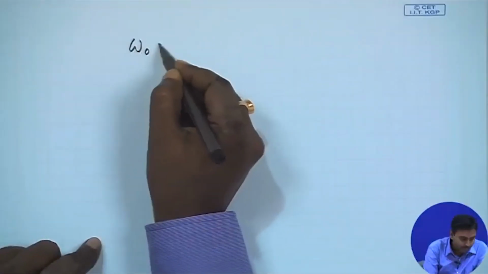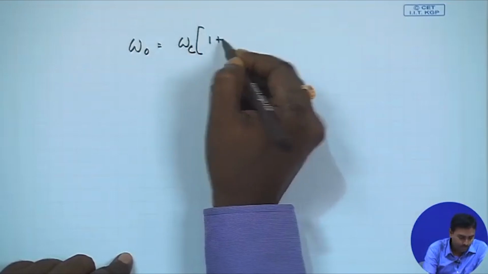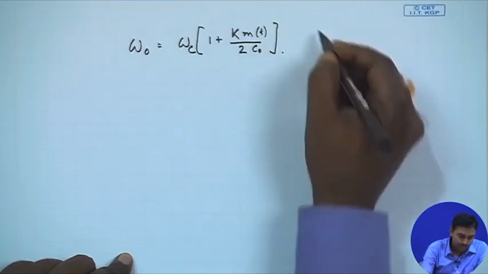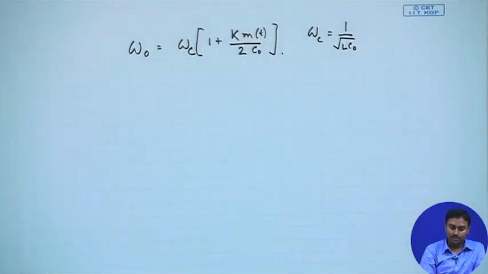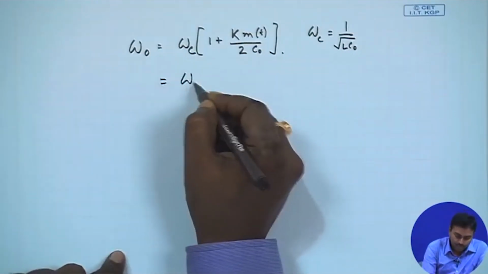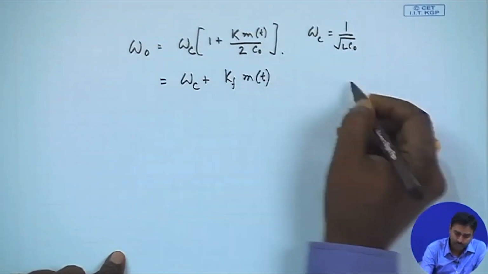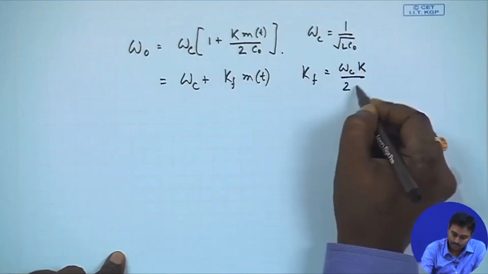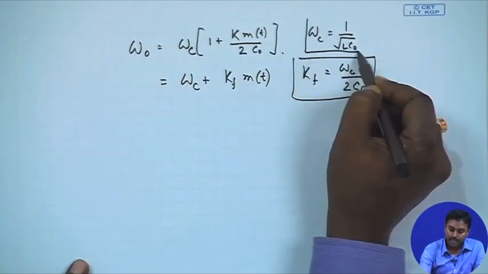So, I write that omega 0 as omega c into 1 plus K m(t) by 2 C0, where omega c is equal to 1 by root over L C0. I can write that. Or I can write this as omega c plus some Kf into m(t), where Kf is just omega c into K divided by 2 C0. Fine.